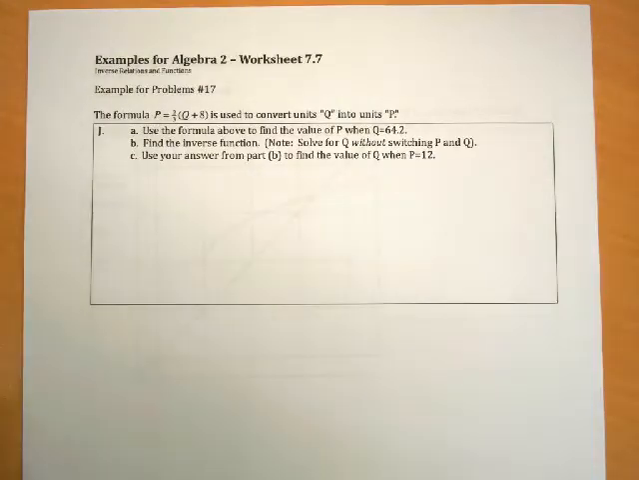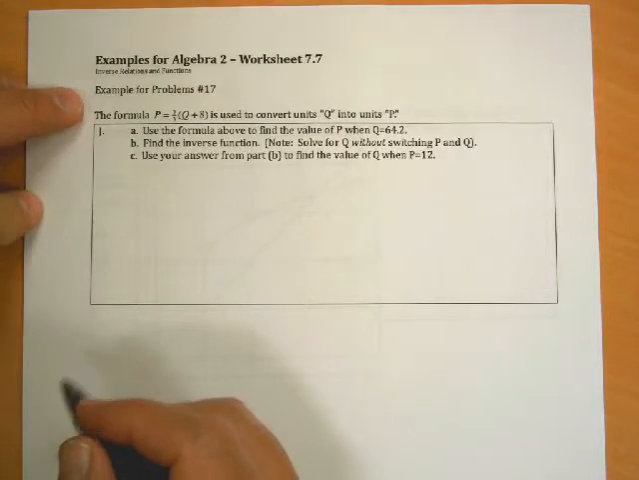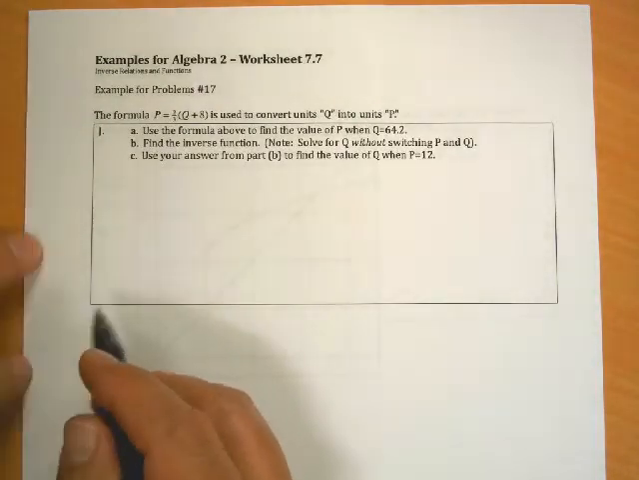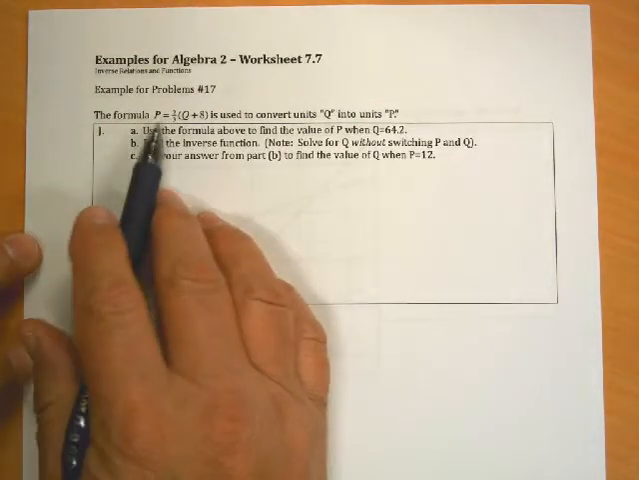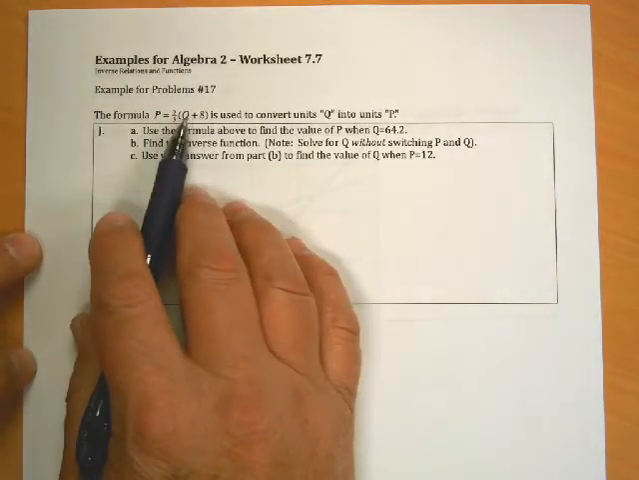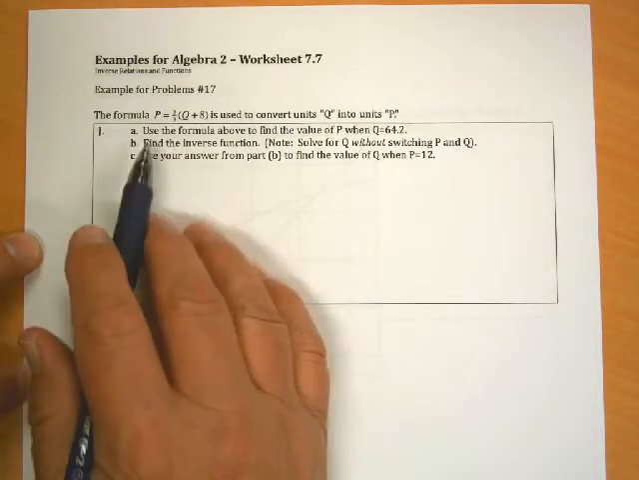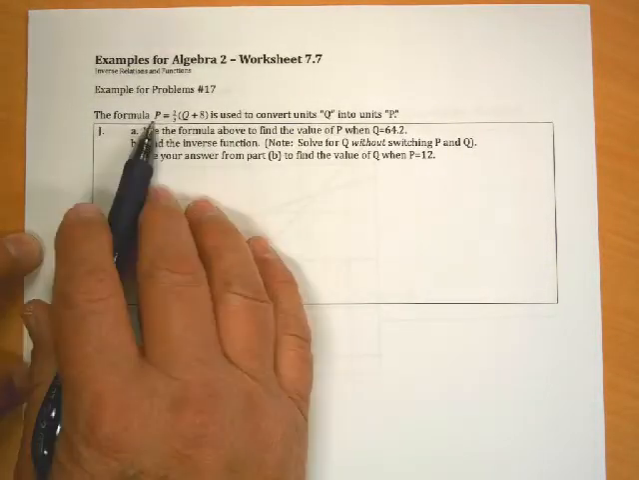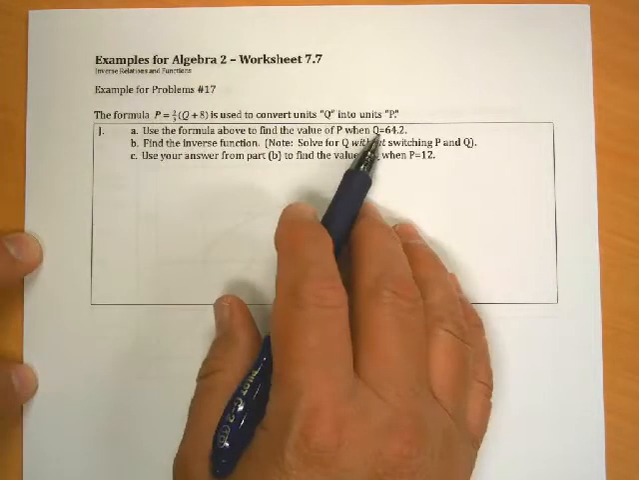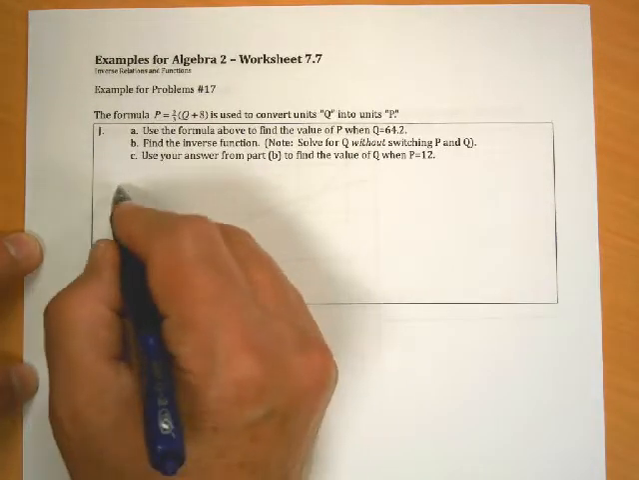Okay, we're returning to the 7-7 worksheet. These are examples, and this one covers the same skills that would be in problem 17. So we have this formula here, and it's designed to change unit Q into units that are units P. So use the formula to find the value of P when Q is 64.2. So part A.